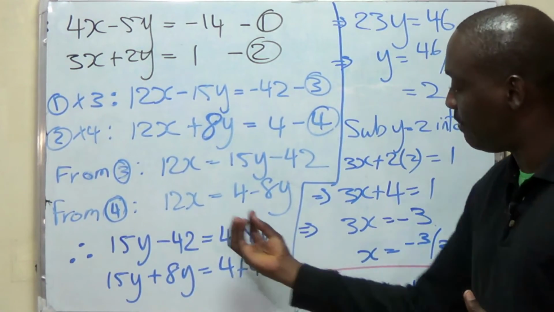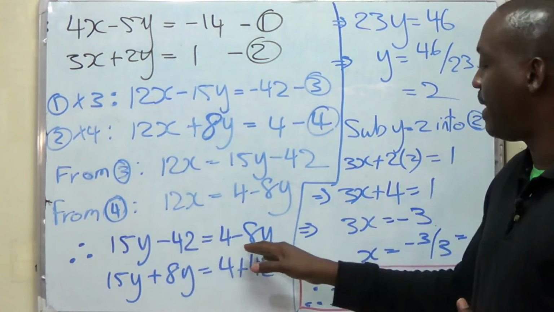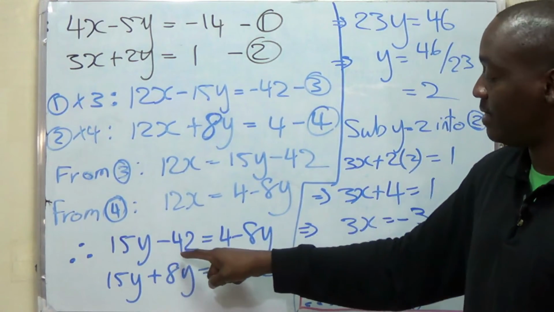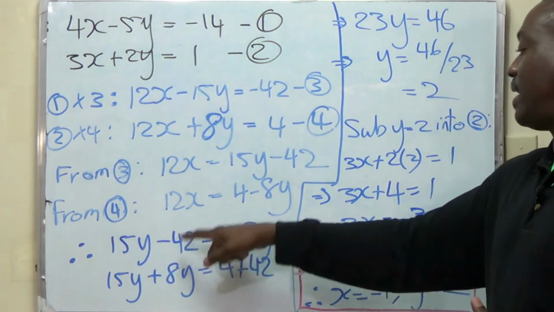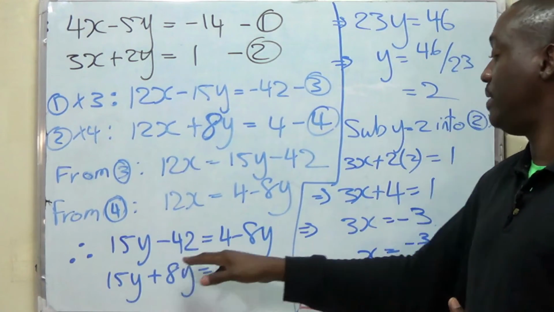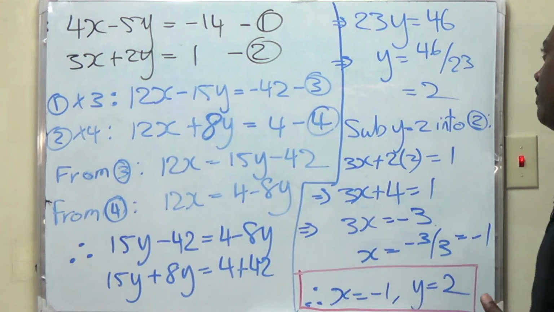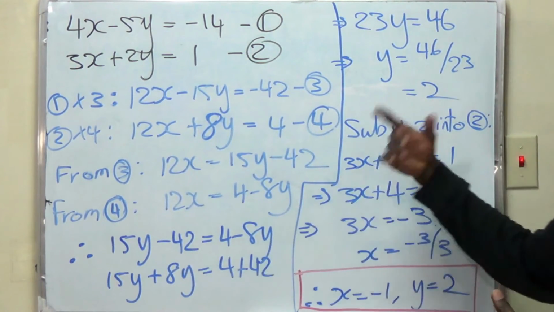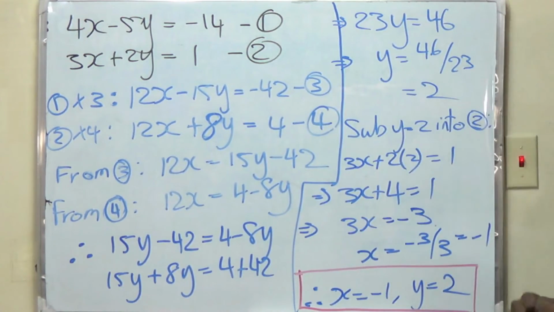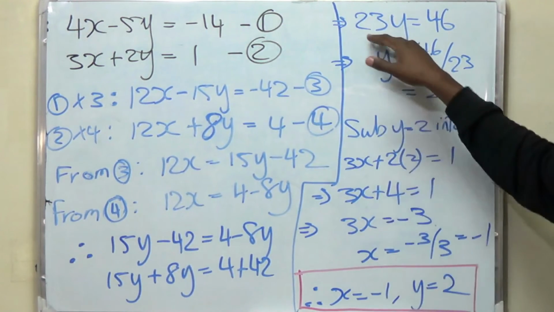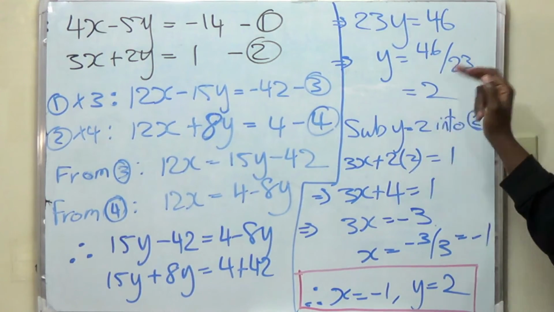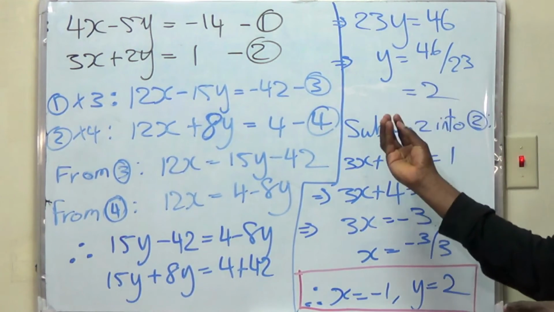Alright? And then you follow your regular laws of algebra here. You have your minus 8y here, you bring it on the left side, so you have 15y plus 8y, and then you have your minus 42 on this side, which you would carry across here to get plus 42. So you have 15y plus 8y is equal to 4 plus 42. Now, 15y plus 8y will always give you 23y, and 4 plus 42 will always give you 46. Which is to say then that 23y is equal to 46, and y is equal to 46 divided by 23, which will always give you 2. So y is equal to 2.